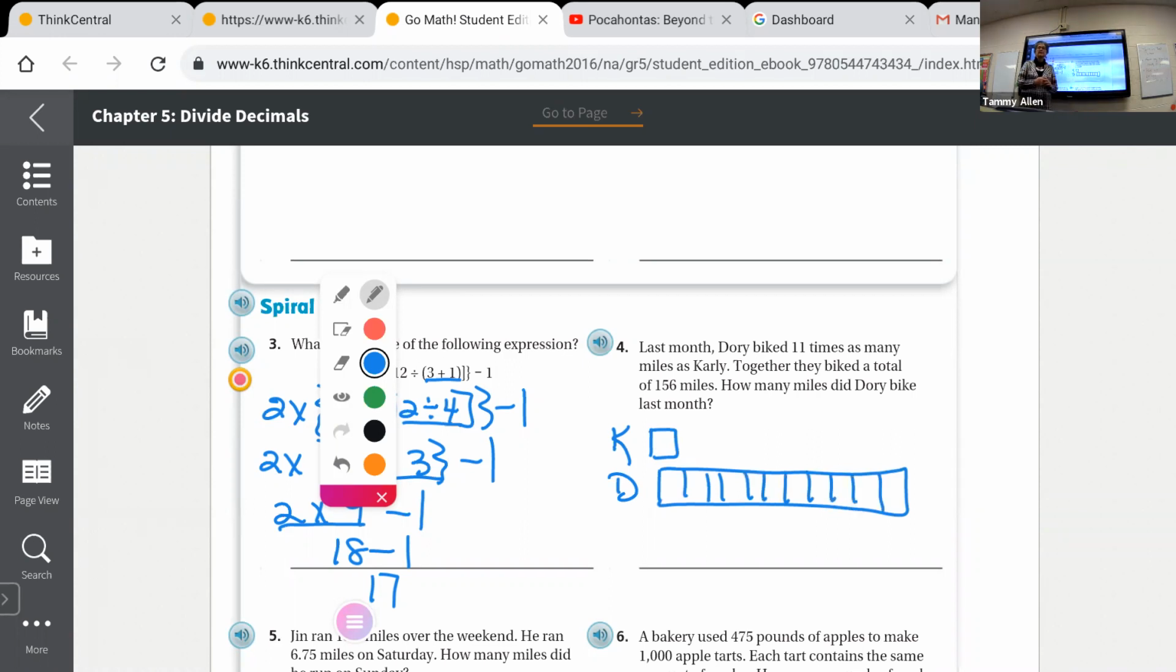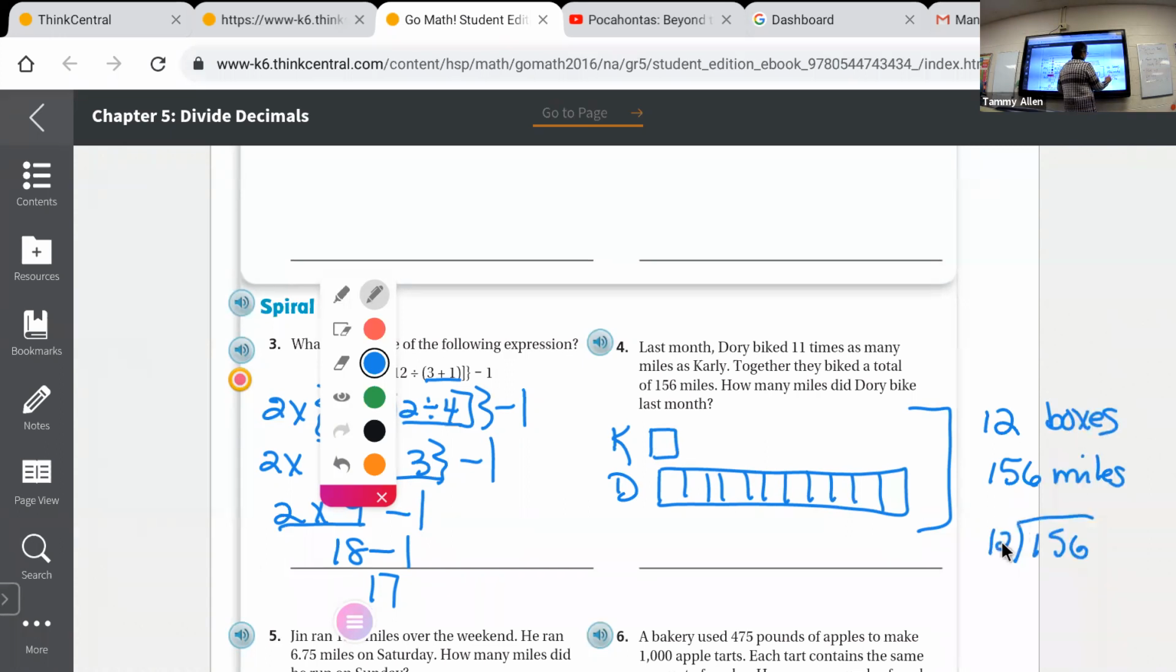And what do we do from there? Then we put the brackets around it. We put 12, and then we put 156, and we divide it. How many 12s go into 156? It goes into 15, and a 36? So like 13. What do we do with that 13? You put it in the boxes.